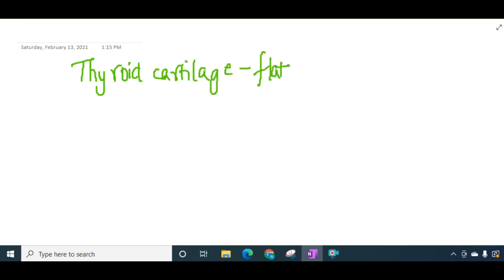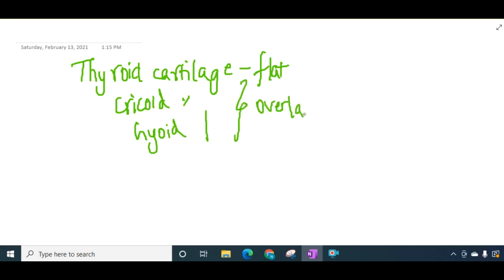The thyroid cartilage in the child's larynx is flat, and this thyroid cartilage overlaps the cricoid cartilage, which is in turn overlapped by the hyoid bone. So the thyroid cartilage, cricoid cartilage and hyoid bone all overlap. The cricothyroid and thyrohyoid spaces are narrow and not easily discernible.